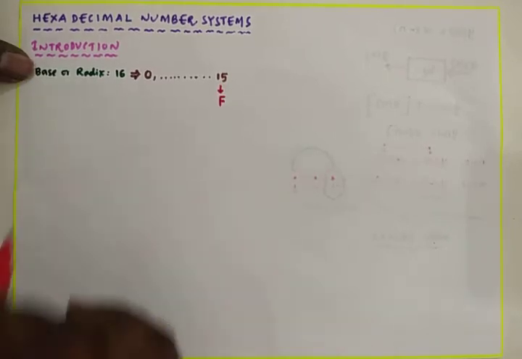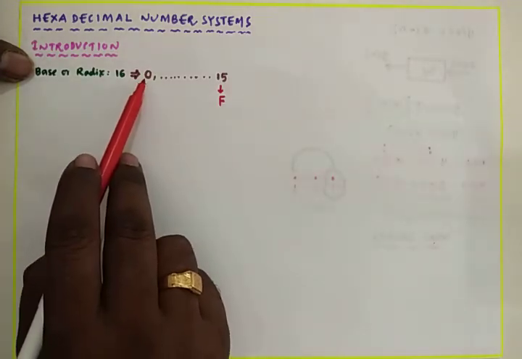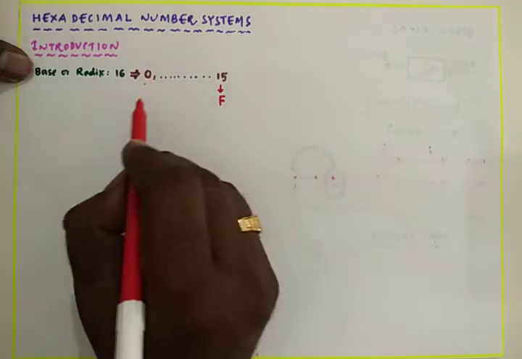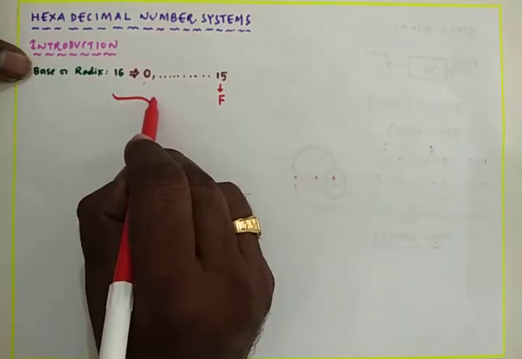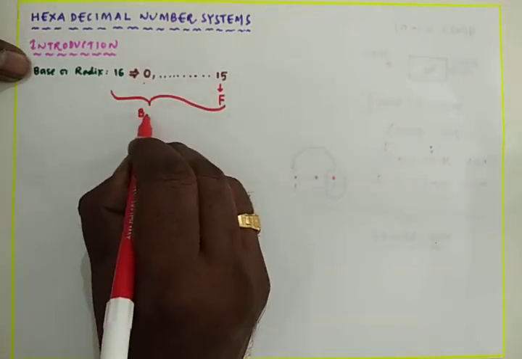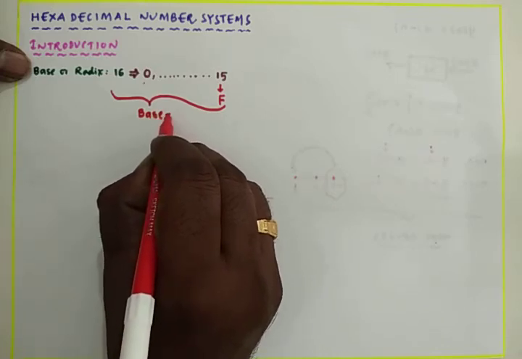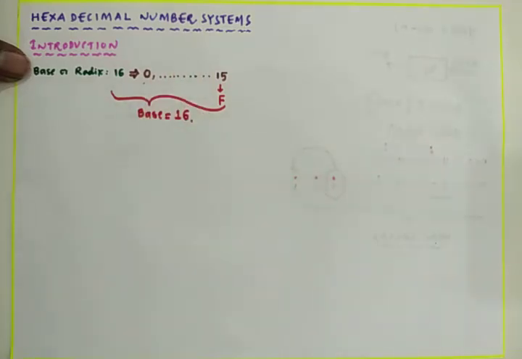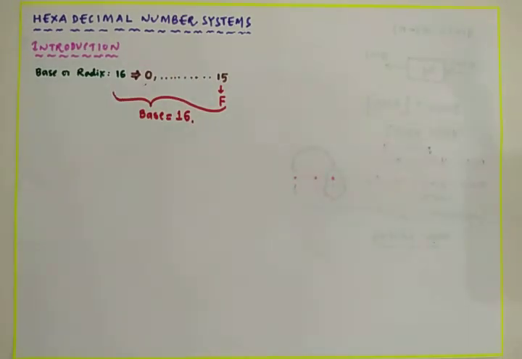So the point is clear. The hexadecimal number system starts with 0 and the last digit is 15, and the total number of digits equals its base only. The base or radix here is 16, so the total digits are 16. The first digit is 0 and the last digit is F, that is 15.